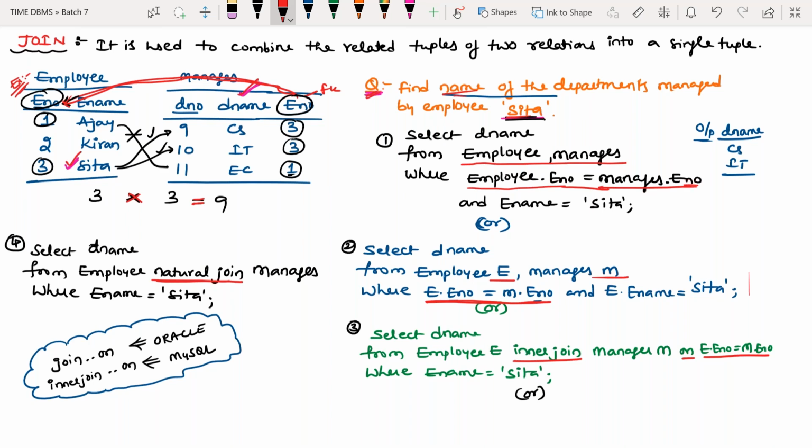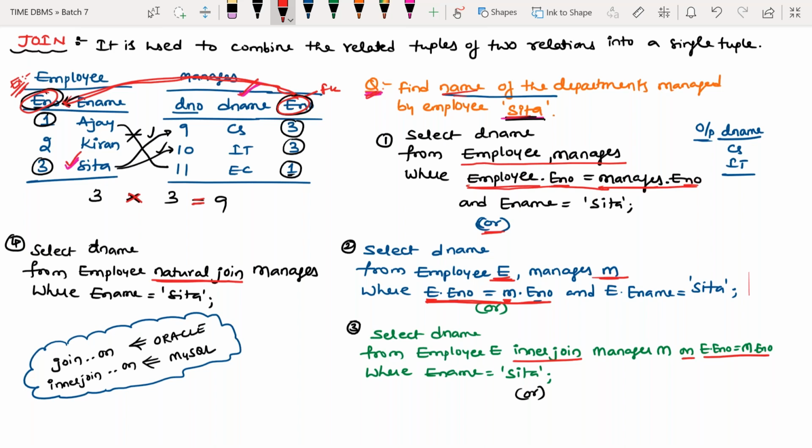Here, both the tables have attributes with the same name, E number. To avoid naming conflicts, we place the table name before the attribute name, and E name equals Sita. This is one way of writing the query. Another way is to use table aliases, so that writing the conditions becomes very simple. Instead of using table names, we use alias names.